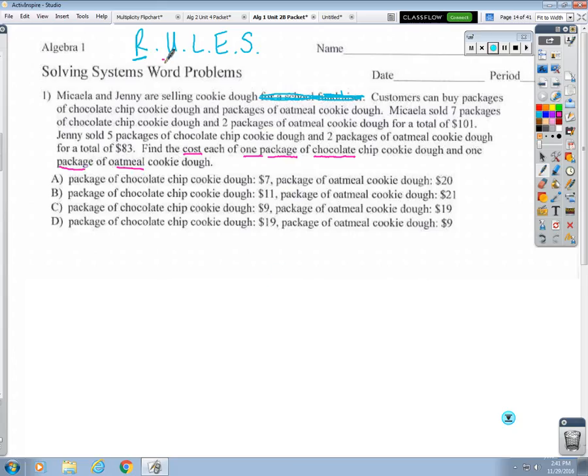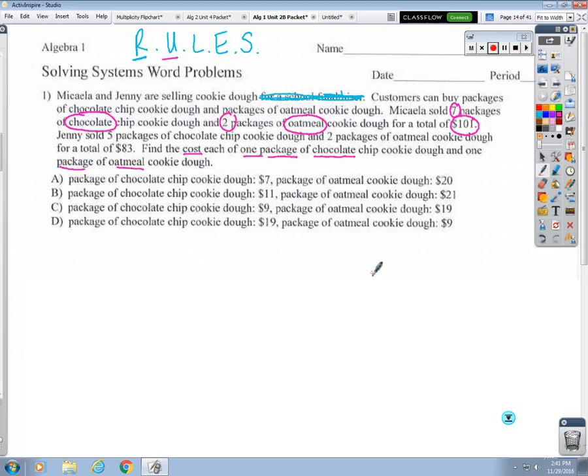Now we need to line up a plan. To line up a plan, we're going to circle what's important in the problem. What's the first thing you get to that's important? 7 packages of chocolate chip. Those 7 are chocolate, and then 2 were oatmeal, and that all together made her $101, right?